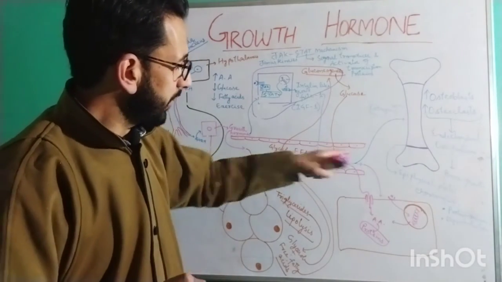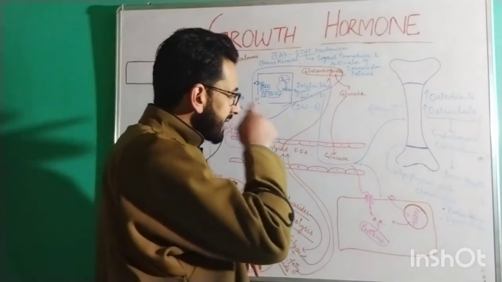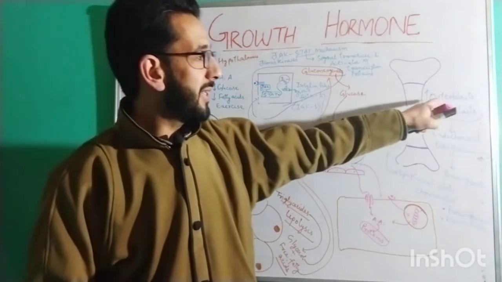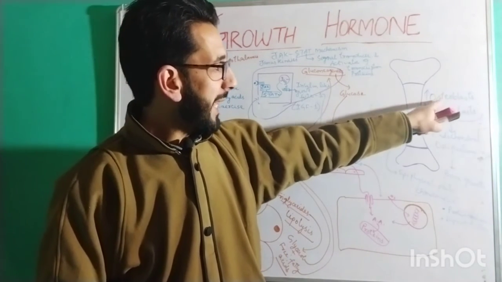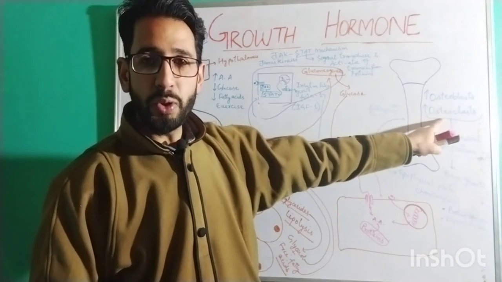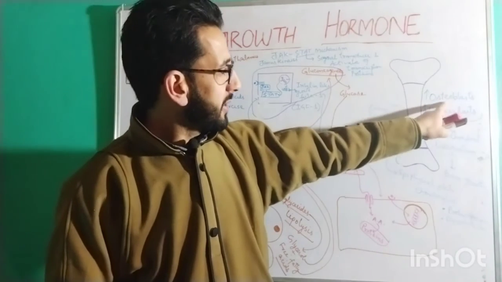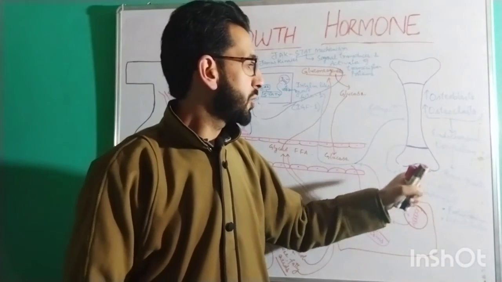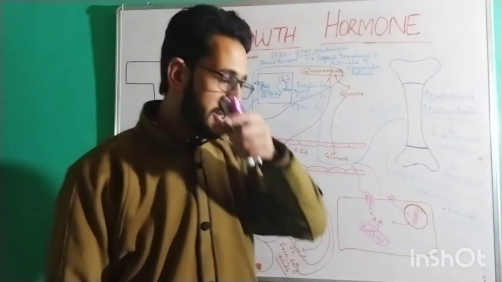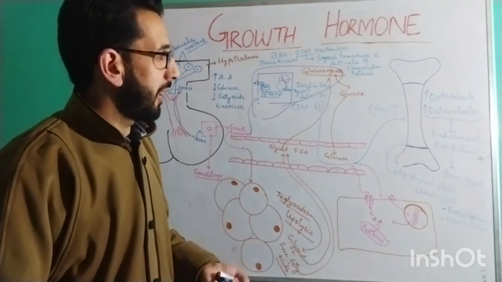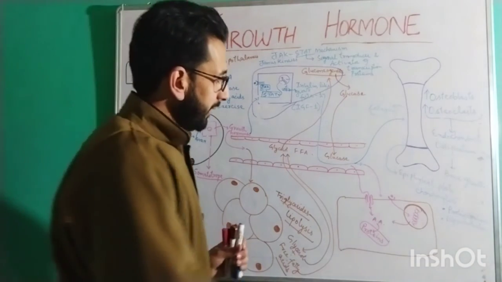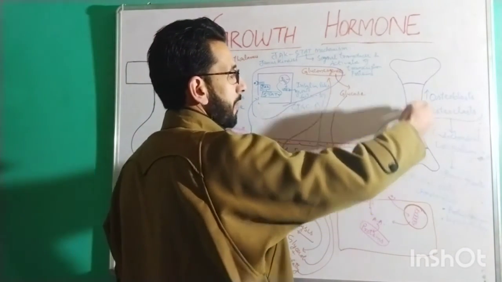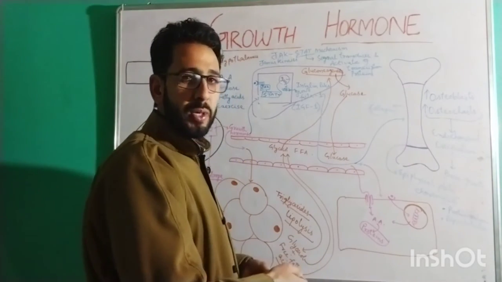Then this insulin-like growth factor has its effect on the bones also. What it is doing in the bones is increasing the activity of osteoblasts and osteoclasts. Fine. And once the osteoblastic and osteoclastic activity is increased, it leads to the process of endochondral ossification, and it leads to bone growth. Fine. Then this insulin-like growth factor is also responsible for the formation of proteins inside the bone, for example collagen.